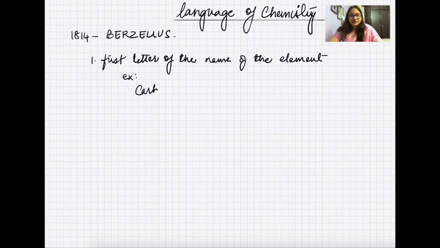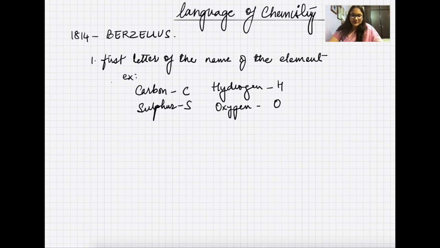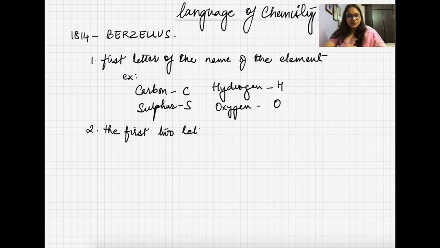The symbol for the element sulfur is capital S. The symbol for the element hydrogen is capital H. And the symbol for the element oxygen is capital O. The second rule was, if the first letter of the element's name is already taken, then the first two letters are written together, with the first letter written in capital and the second letter written in small letters.